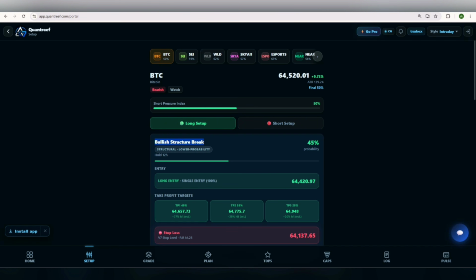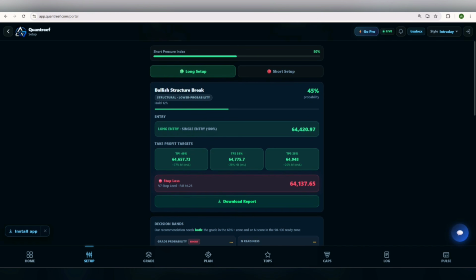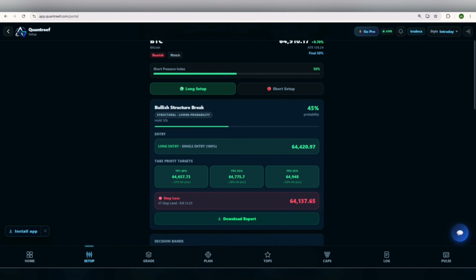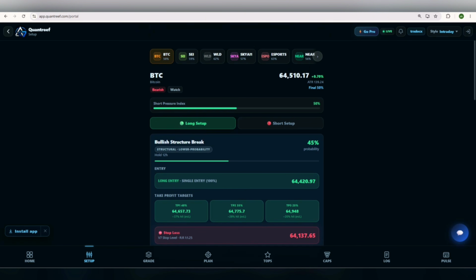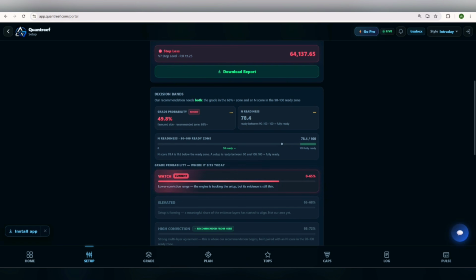There is a long setup. We can easily check the structure breakdown, and the probability is 45%. If I open it for the long, you can easily check it is going to increase your worth, and it is also 45% that it is going to be in the bullish structure. We can also check here a 73% hit. These are the probabilities on the basis of this.